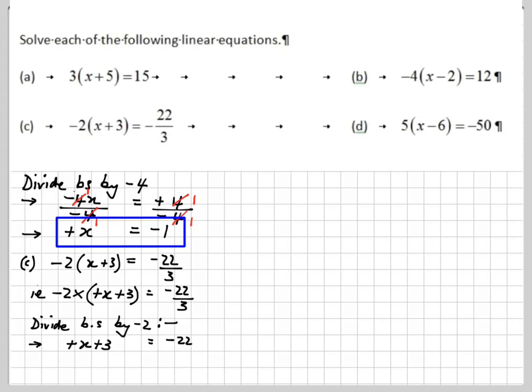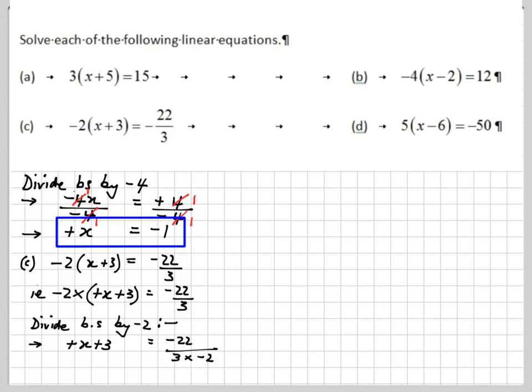So let's do that. We've got, yes, plus x plus 3, the terms that were in the bracket, and I've divided the top and the bottom of that left-hand side by minus 2, which came out to 1. Okay, minus 2 over minus 2 is just 1.